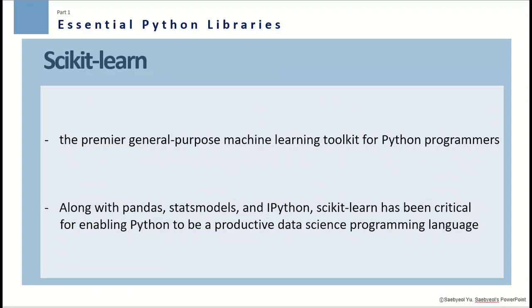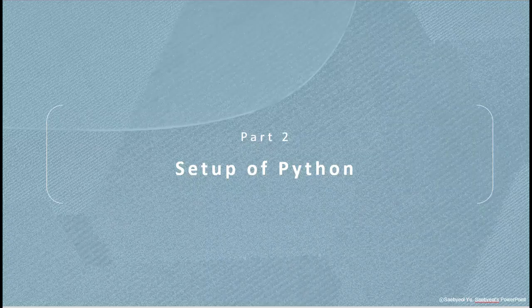Scikit-learn has become the premier general-purpose machine learning toolkit for Python programmers. In just 7 years, it has had over 1,500 contributors from around the world. Along with Pandas, statsmodels, and IPython, scikit-learn has been critical for enabling Python to be a productive data science programming language.